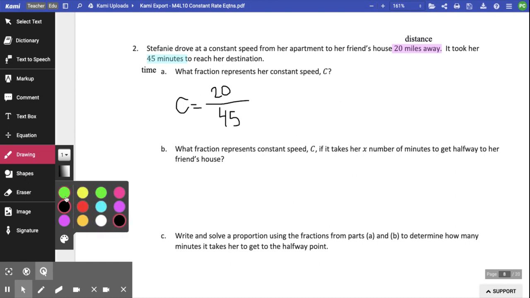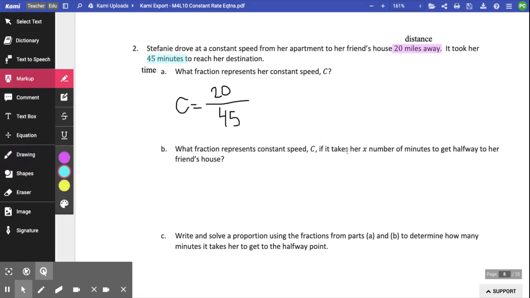So there are 2 things that could possibly be a little tricky in this one. First of all, they're asking you for x number of minutes to get halfway to her friend's house. I'm trying to keep purple the same as distance, so here halfway has to do with distance, and blue is the minutes, x number of minutes. Again, they want to know the fraction for C, or constant rate, and we want constant rate to always be distance over time.